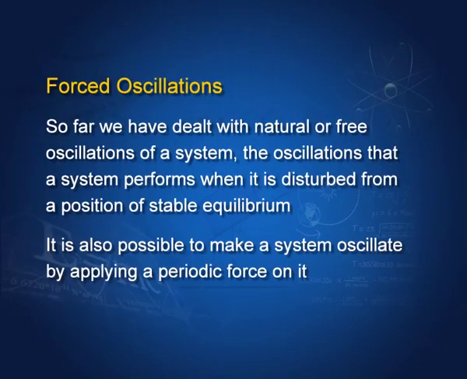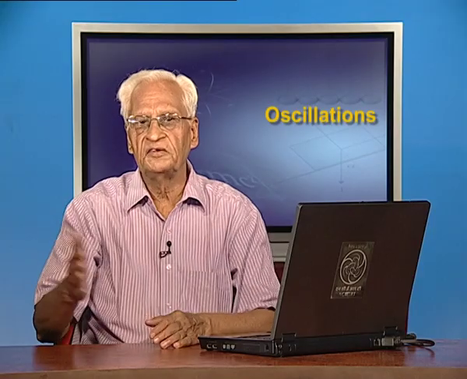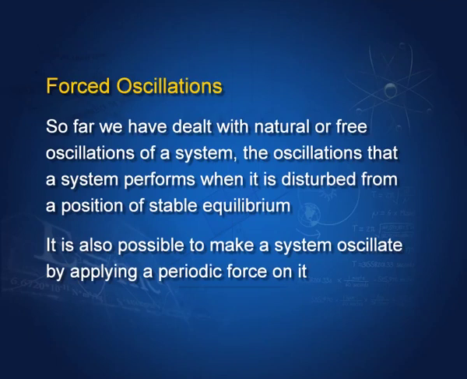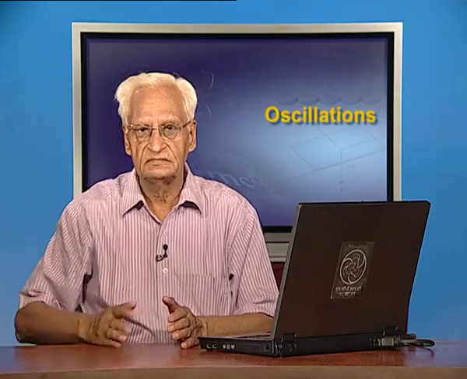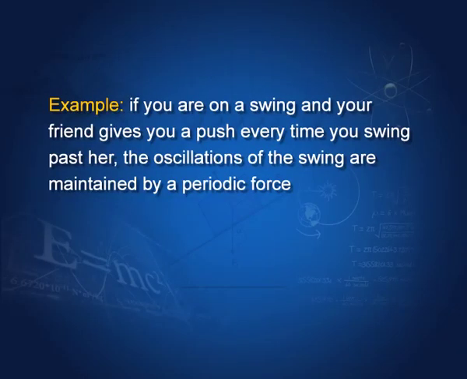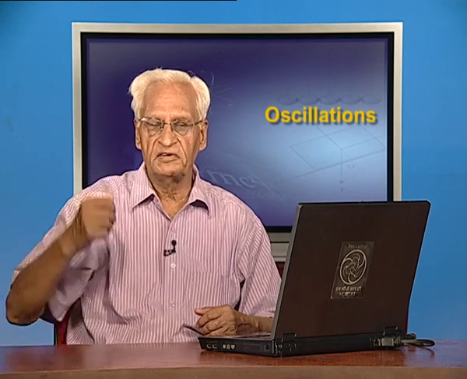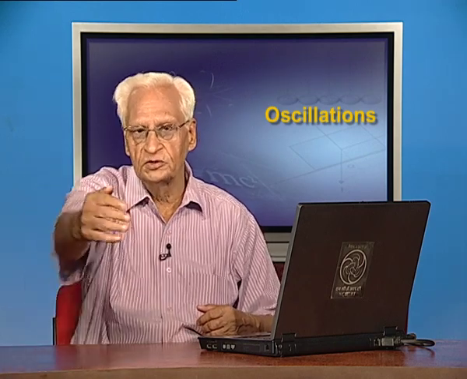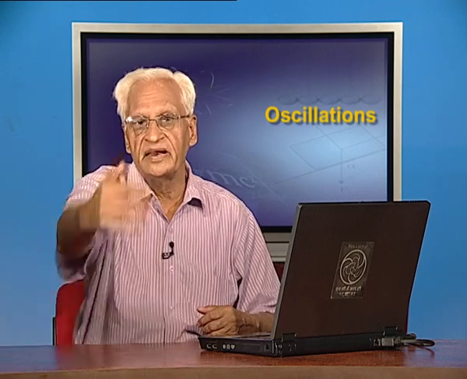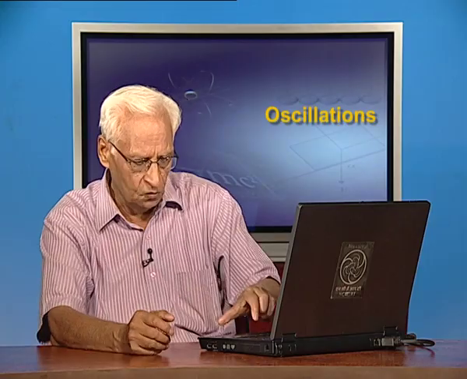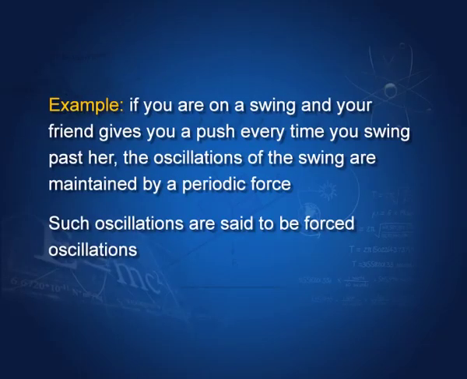Forced oscillations. So far we were studying damped oscillations, where the frictional force reduces the amplitude progressively. Now, in this case, we have a force which maintains the oscillations. Let us take an example. Suppose you are on a swing and your friend gives you a push every time you swing past her. The oscillations of the swing are maintained by a periodic force. So you maintain the oscillations. These oscillations are called forced oscillations. They are maintained by a periodic force.